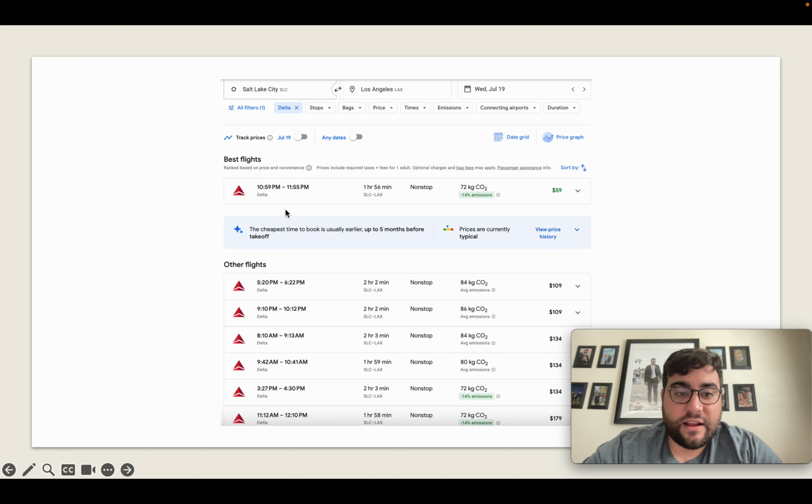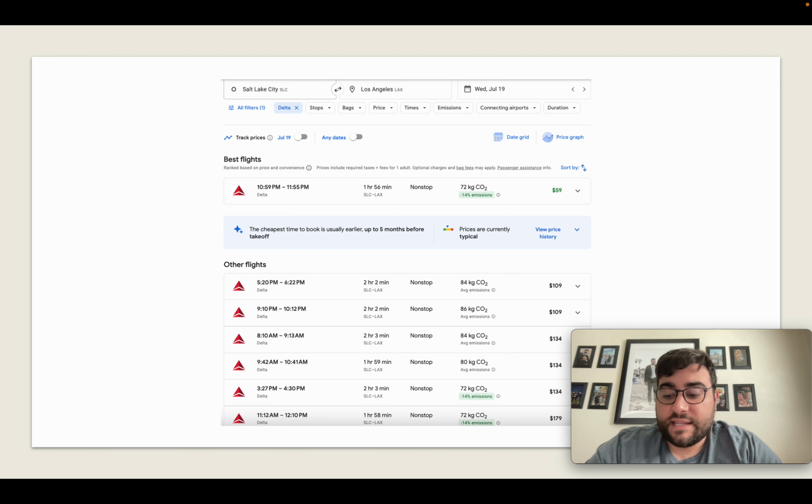You can see that leaving at 11 p.m. and arriving at midnight costs only $59. But if you want to leave around noon and get there around noon also, then it's $180. So there's a $120 difference from leaving at 11 p.m. versus leaving at 11 a.m. A difference of 12 hours makes a $120 difference in the eyes of Delta on July 19th.